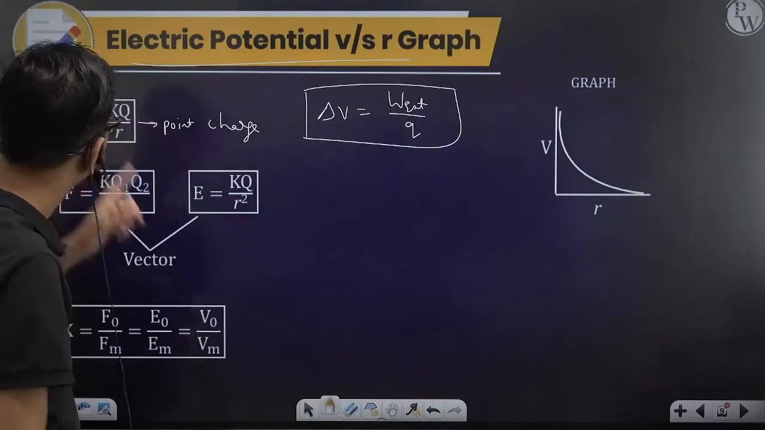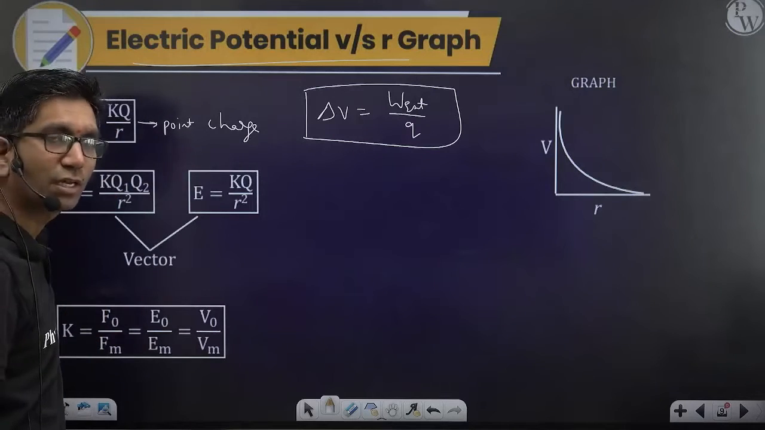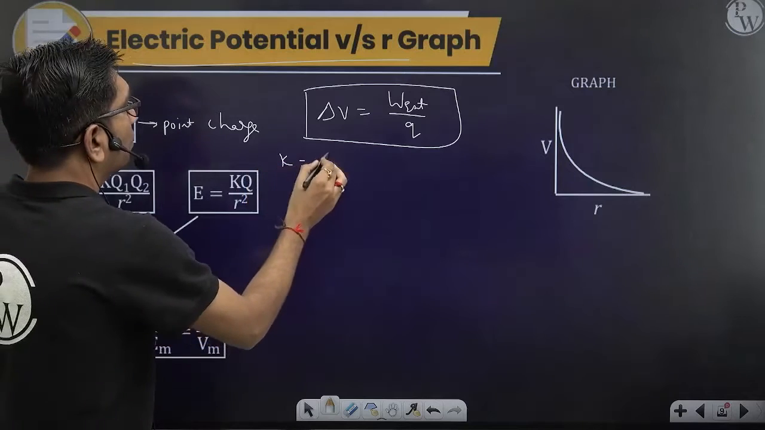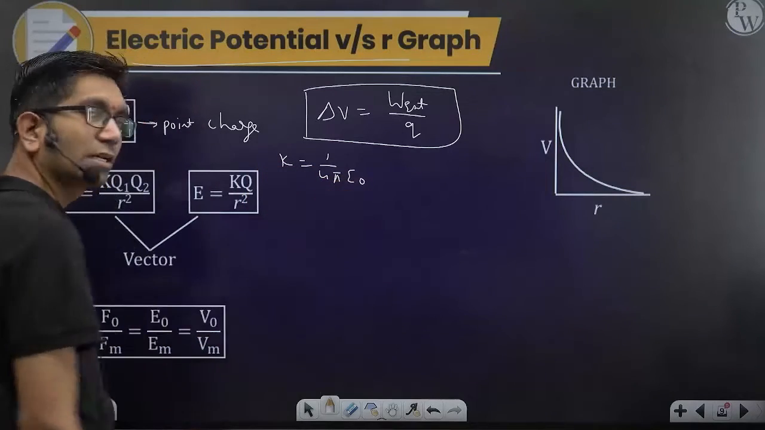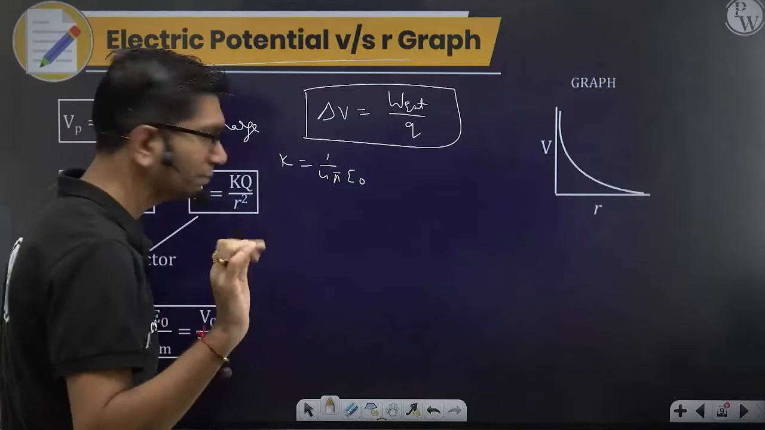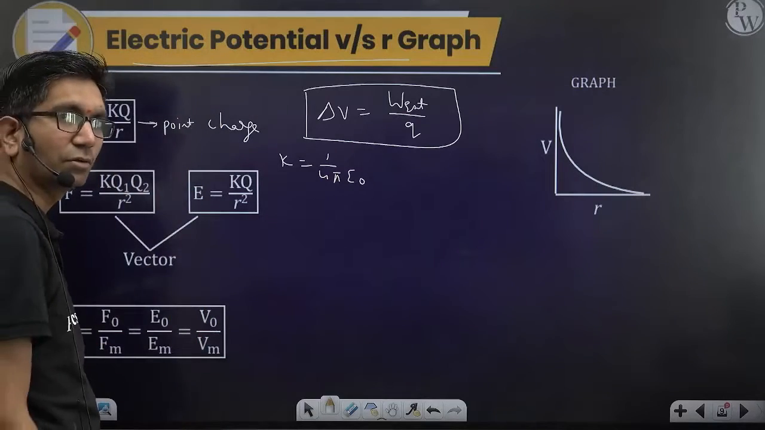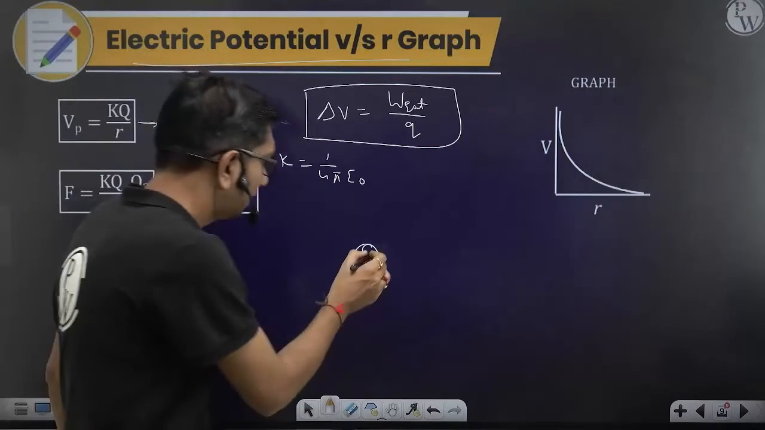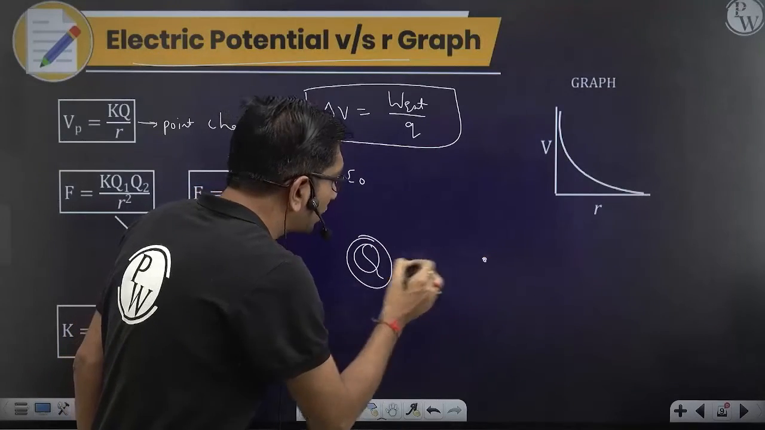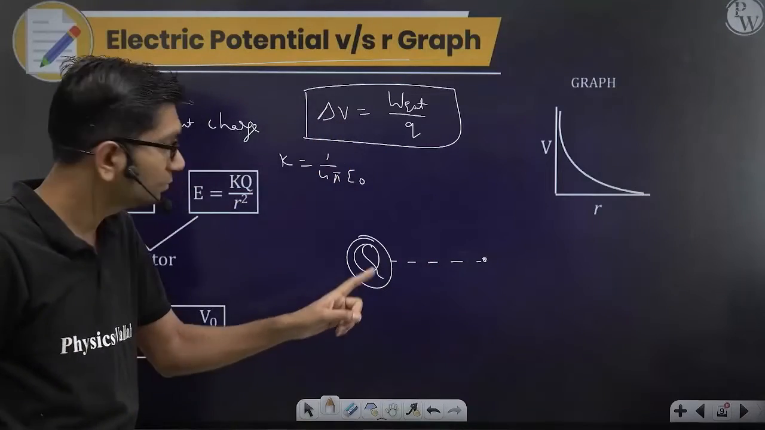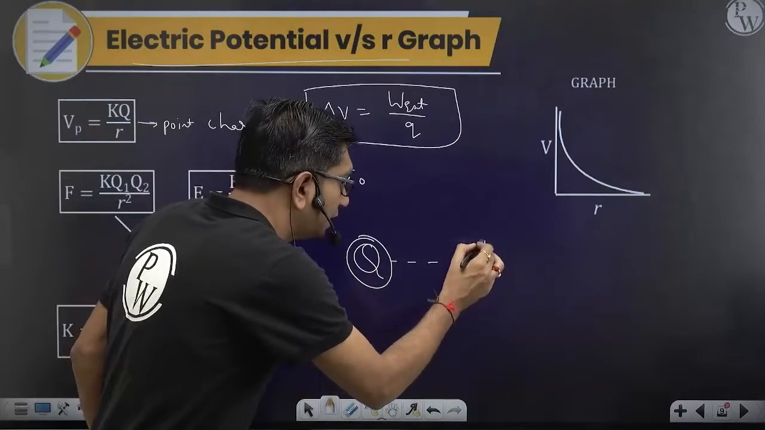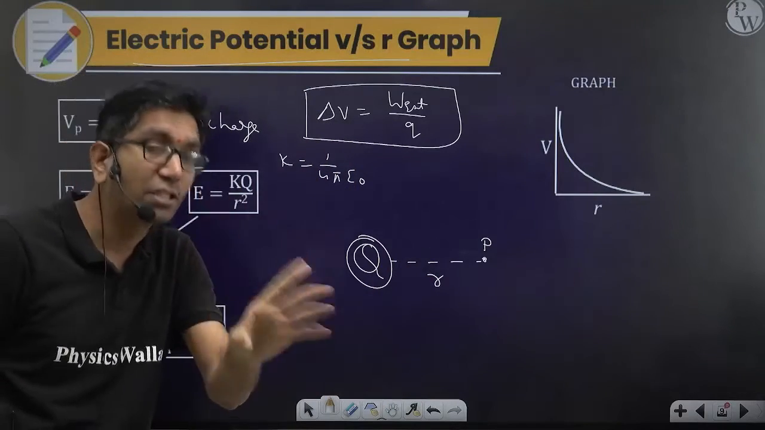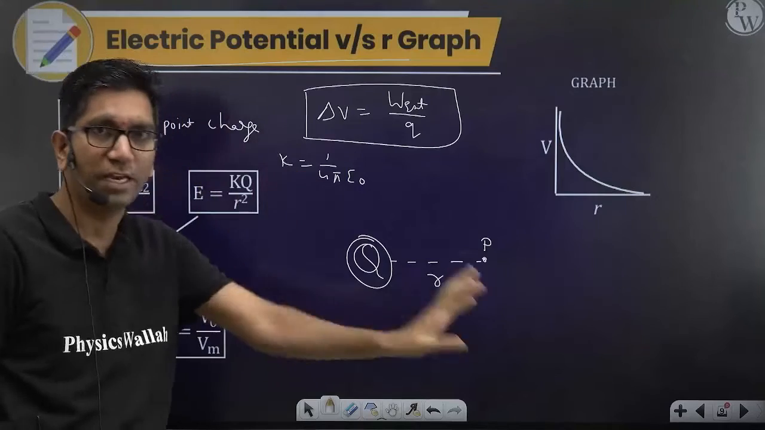Is it clear, beta? Right. So what is the K value here? K is 1 by 4 pi epsilon naught. Clear? Is it clear, beta? Sure. Okay, see here, there is only one charge. There is a charge here, and you have to calculate the potential at this point, which is at a distance of small r. Remember this one, very important point, beta.